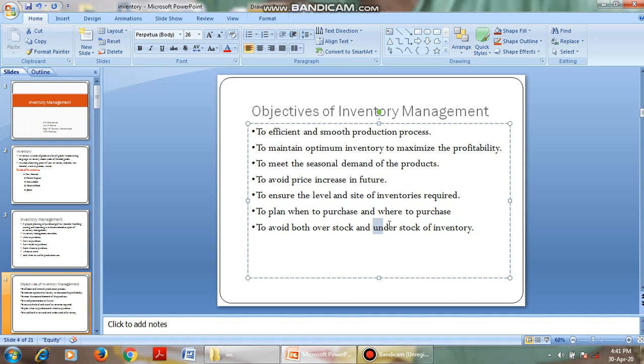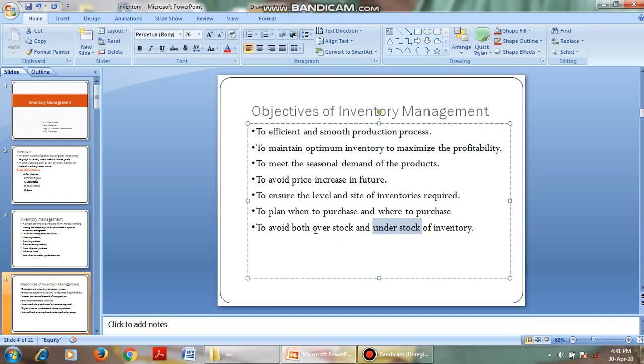Whatever is required, that is what we have to purchase. It should not be overstock. If we require 100 bags, we will purchase 105 or 110 bags. Why? Because that is safety stock.